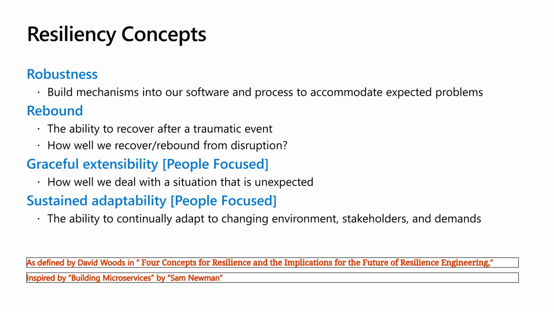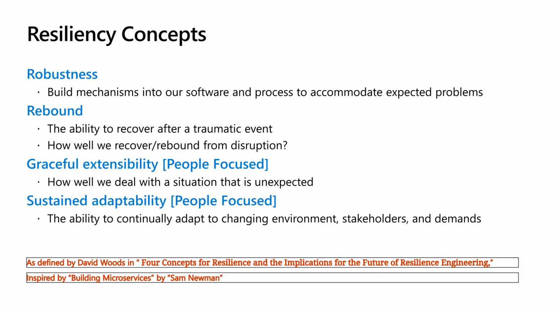The first one is robustness. Robustness means how can I protect myself from things that I know will happen? So you are in Azure. An availability zone could fail. So how can I protect myself from an availability zone failure? I'm going to build multi-AZ service. So that's robustness, protecting from things we know will happen.